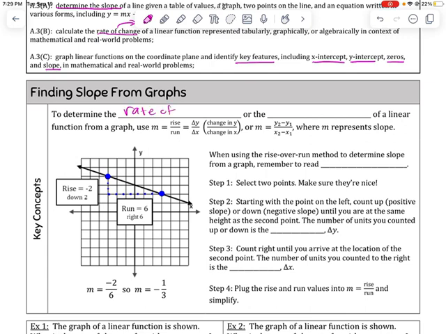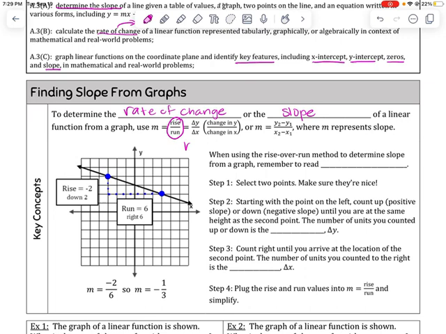Rate of change. So that's telling me how fast something is changing, obviously. Rate of change, or what is also called the slope of a linear function from a graph. Now here we have a couple different ways. This is what we're focusing on, which would be my rise over run. And I'll show you in a little bit what that really is.